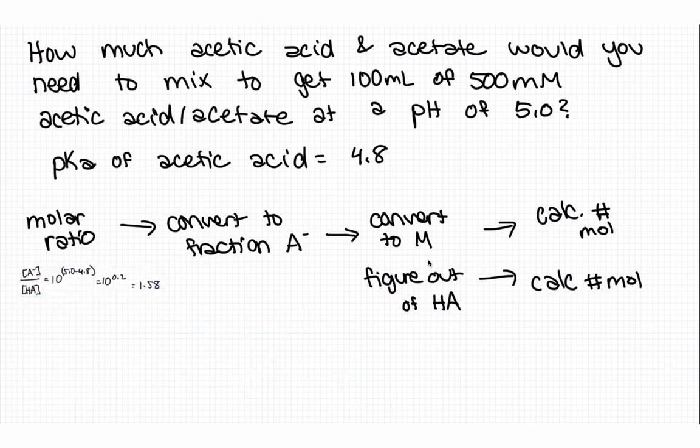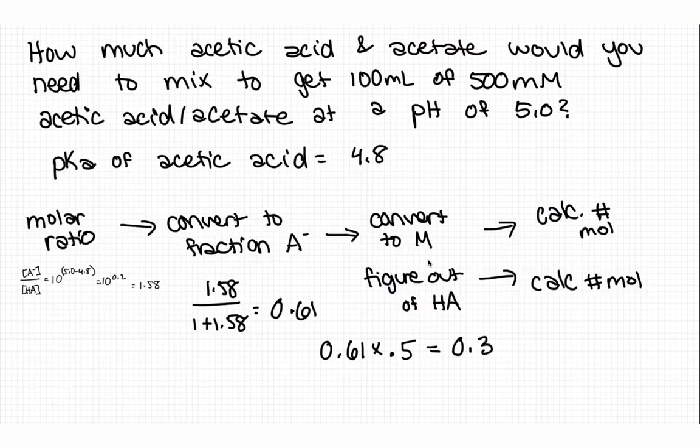Remember that the way we do this is by dividing it by that number plus 1. So 1.58 divided by 1 plus 1.58. And this is going to give us a value of 0.61. So that's going to be the fraction of our A minus. Now we need to convert that to molarity. So all we have to do is 0.61 times our total concentration, our 0.5, and that's going to give us a value of 0.31 molar of our A minus.